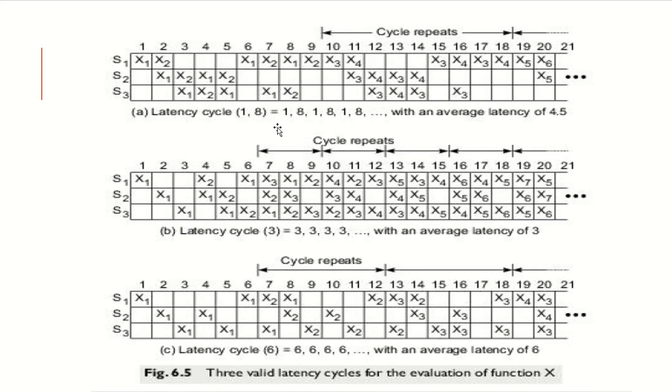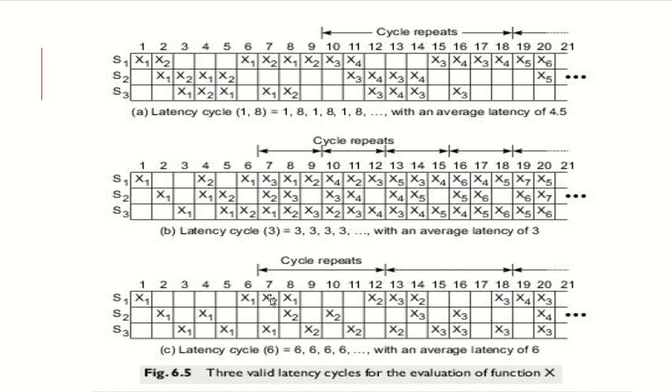Here you can see this is a latency cycle, because it has a peculiar order, like 1 8 1 8 1 8, happening for indefinite times. When you take the average, it has an average latency of 4.5. Similarly, this is another cycle, but it is actually a constant cycle because each latency is 3. So obviously the average latency will also be 3.